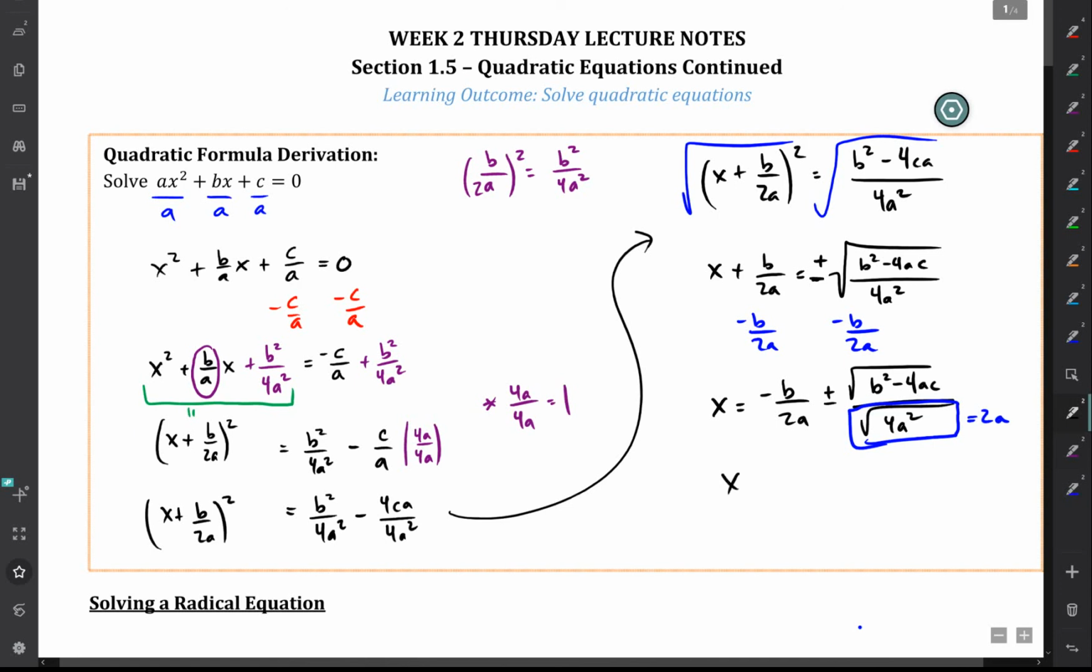And so the final answer is that the solution to the quadratic equation is the opposite of b plus or minus the square root of b squared minus 4ac, all over 2a.